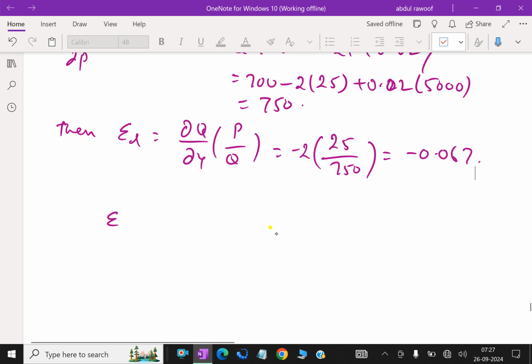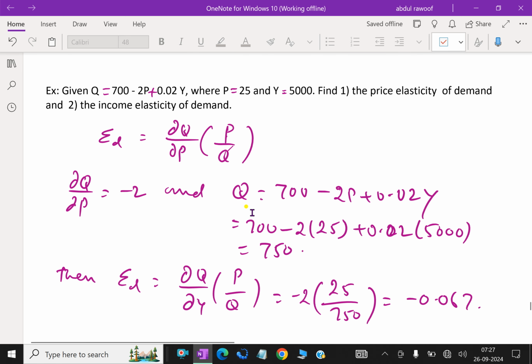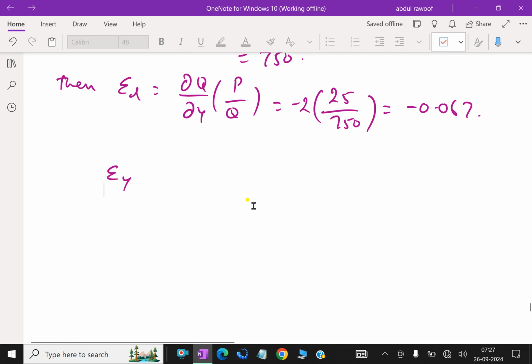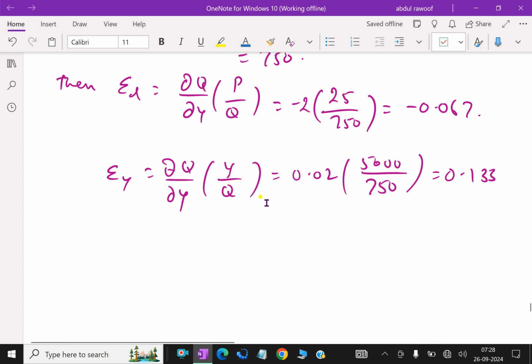sigma Y, which means the income elasticity of demand, which is equal to dou Q by dou Y times Y over Q, which is equal to 0.02 into 5000 over 750, which equals 0.133. Next question.